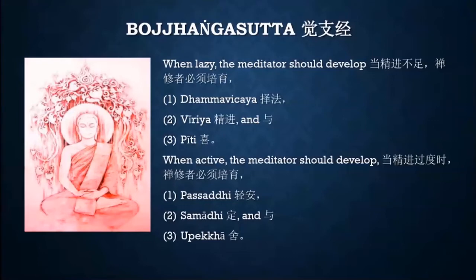So although we talk about the Bojjhanga Sutta, seven enlightenment factors, it doesn't mention mindfulness. Why? Yes, mindfulness is also important, but it is always needed. We cannot say excessive mindfulness. That's why we have to develop mindfulness all the time. If we are mindful enough, we can balance all these six. Then we can improve ourselves.